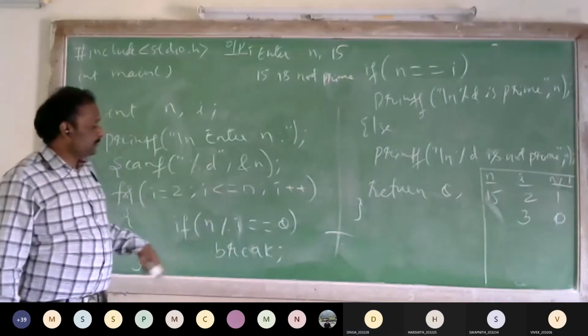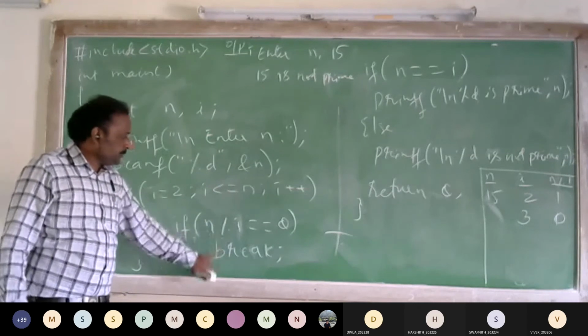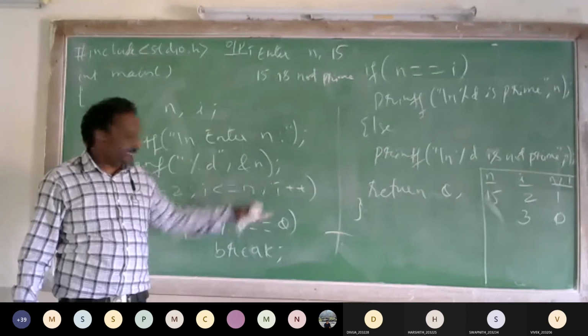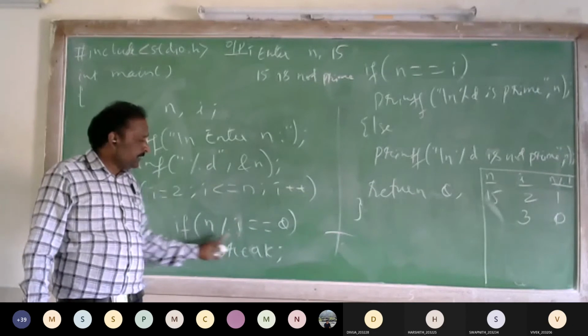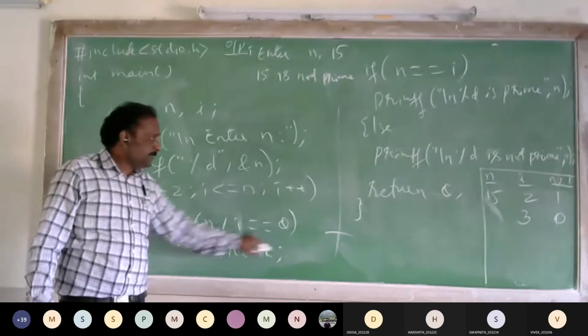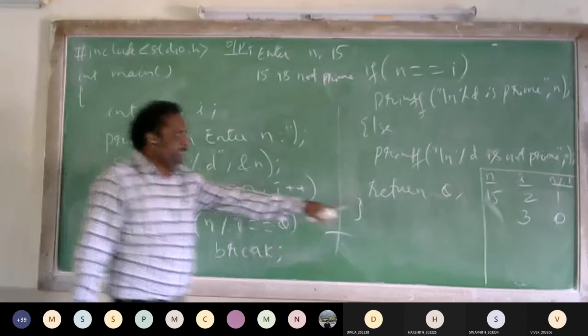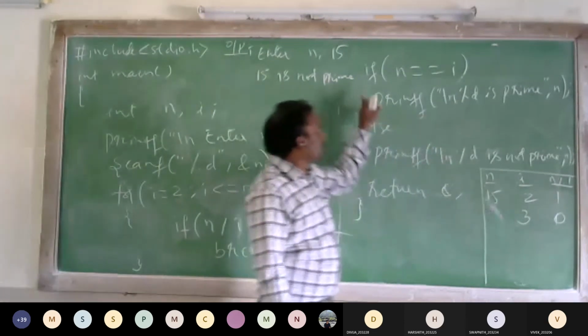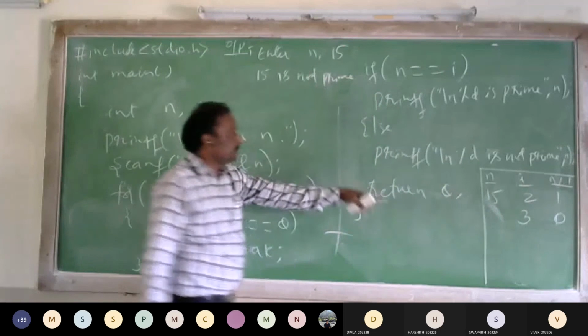So whenever 15 is divisible by 3, we are not going to divide by 4, 5, 6, 7, 8, 10. Here only we come to know that 15 will not be a prime number because it is divisible by 3. 15 is divisible by 3 and the remainder is 0. Then only we come to know that 15 is not a prime number because 15 is not equal to 3.